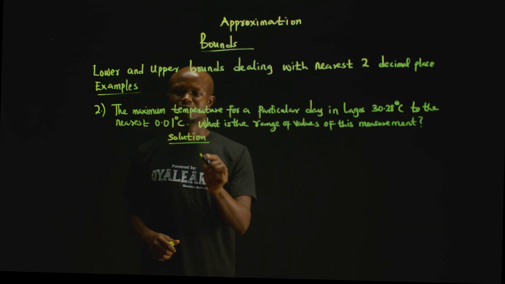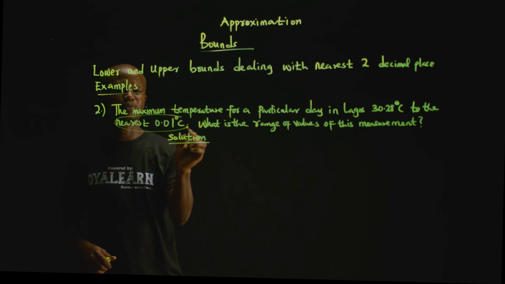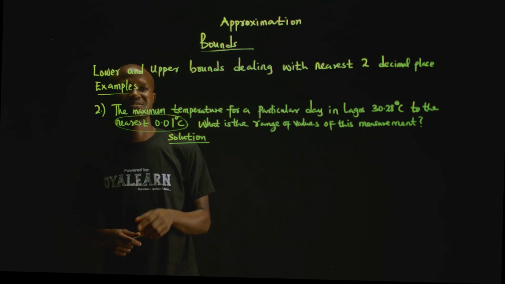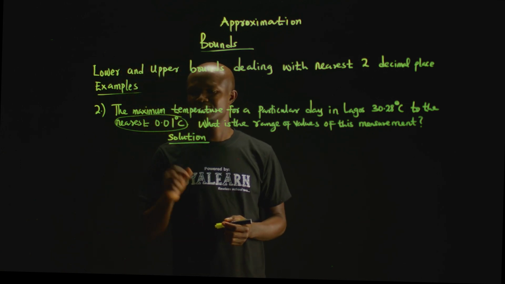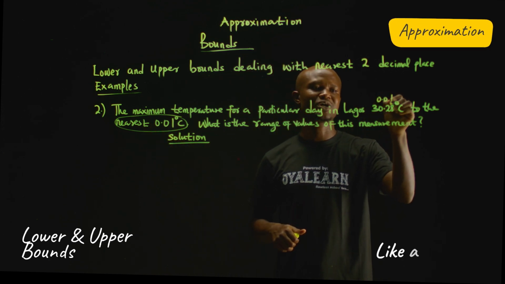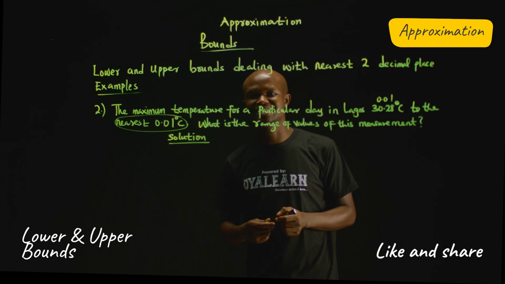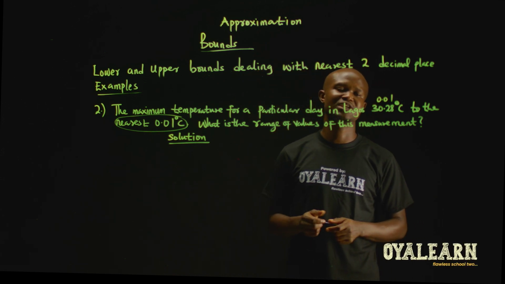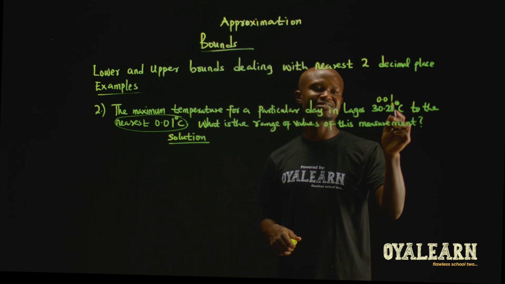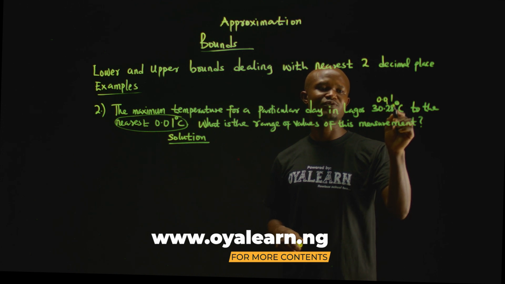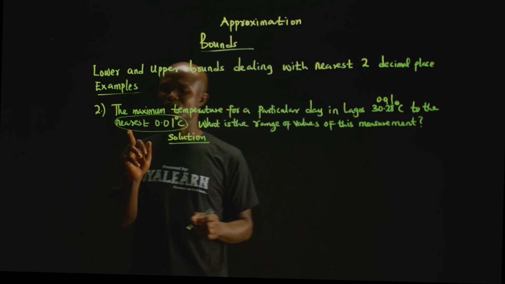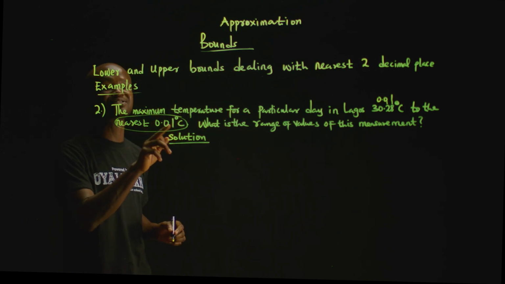Now, to the nearest what? 0.01 degrees Celsius. What does this represent? We can see 0.01 when you compare it to this, 0.01. So it's talking about how many decimal places? 2 decimal places. In this case we can see 1, 2. This is equivalent to this. So that's 2 decimal places. So in this case, we're already directed to the nearest 0.01.